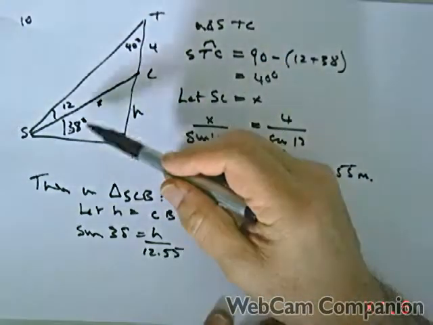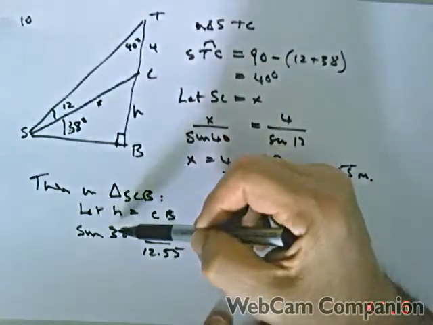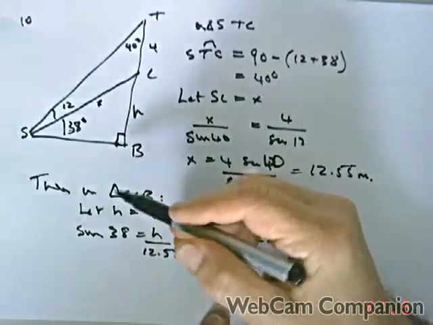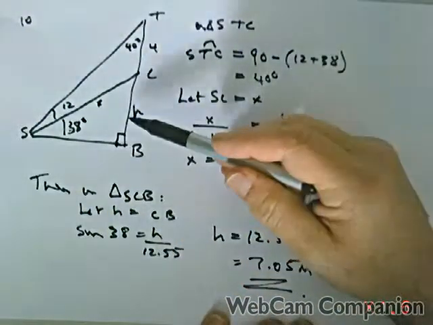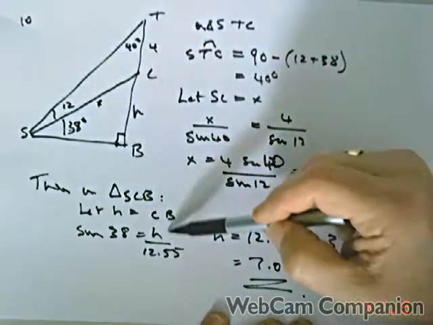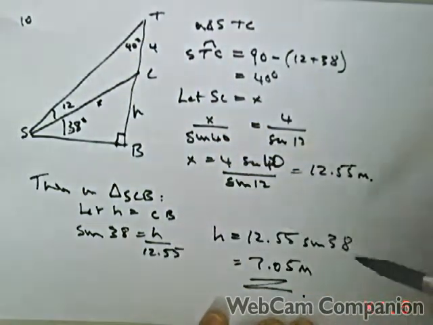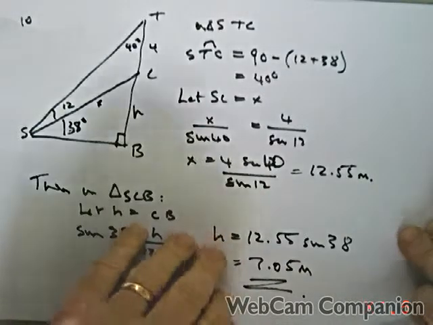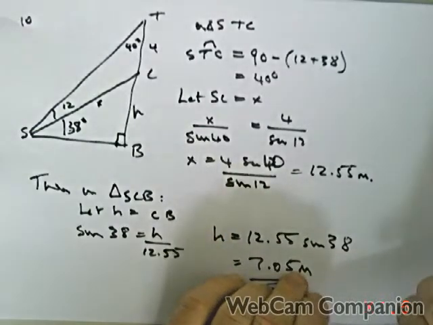So sine 30, oh, I've made a mistake. Have I used sine? No, 38, that's right. Sine 38 equals H over what we just found, 12.55, so H is 12.55 sine 38, which gives me 7.05 meters.